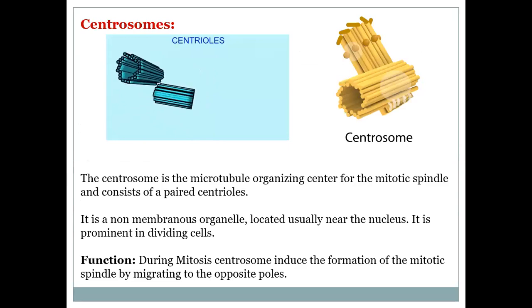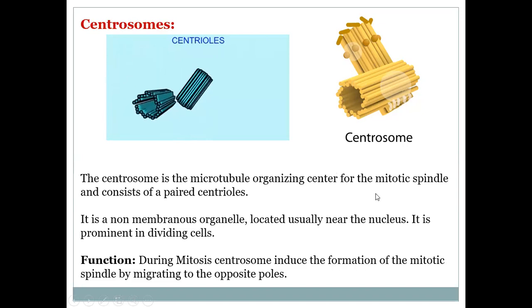Now centriole and centrosome. When two centrioles remain at a right angle, that is termed a centrosome. But when we discuss a single one, this is a centriole. The centrosome is the microtubule organizing center for the mitotic spindle and consists of a paired centriole. And how is a centriole formed? It is formed by microtubules. Different microtubules are arranged in a round shape and form the centriole.